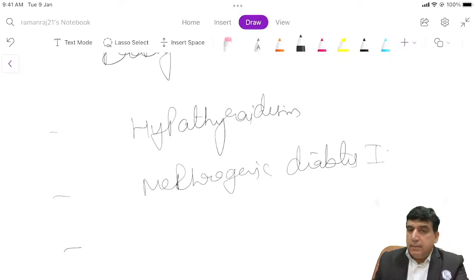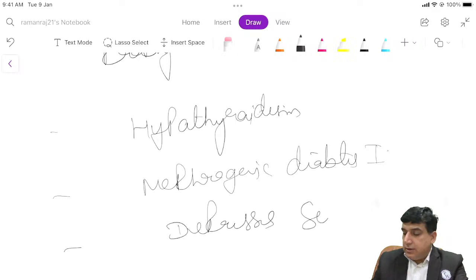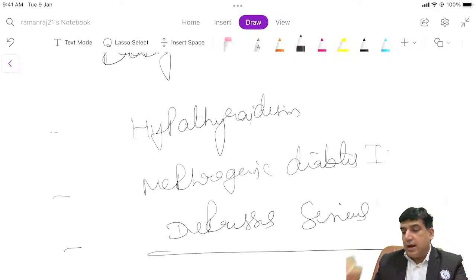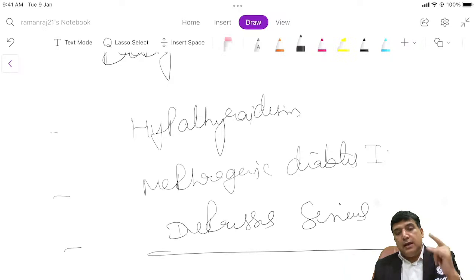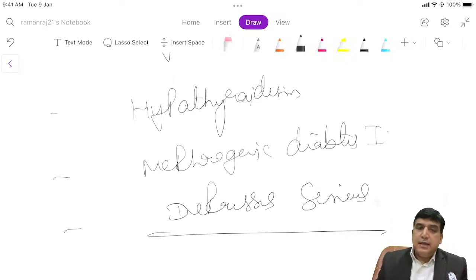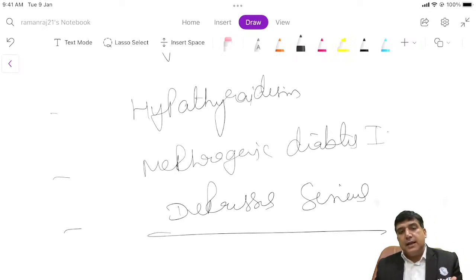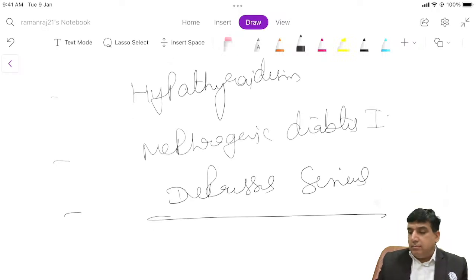It also depresses the sinus node in the heart. So the thyroid profile, the renal function test, and the ECG you have to do before starting lithium. Some other important side effects: we have ataxia, diarrhea, acne, psoriasis, that you will read.